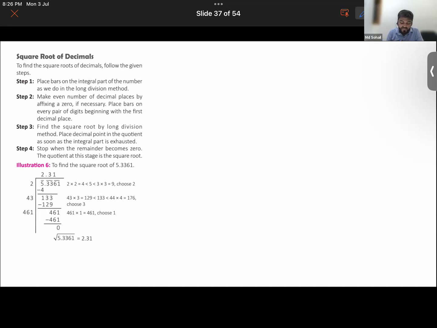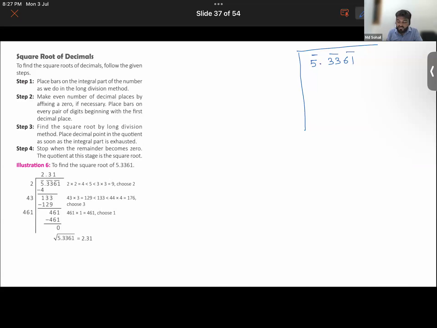First, place a bar on the integral part of the number, as we do in the long division method. Just like how you place bars on regular numbers, place the bars for decimal numbers as well. So let's say the number provided is 5.3361. The first step is simply to place the bar over the numbers like this. Right, guys? What does the next step say? Make an even number of decimal places by affixing a 0 if necessary.